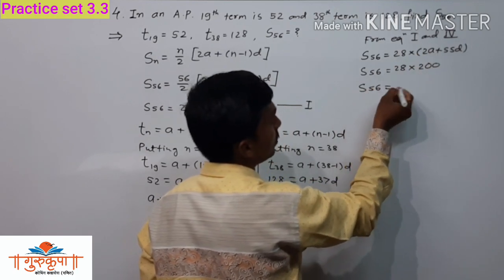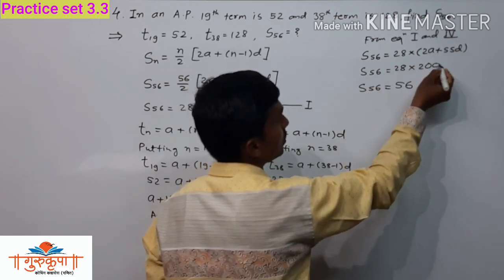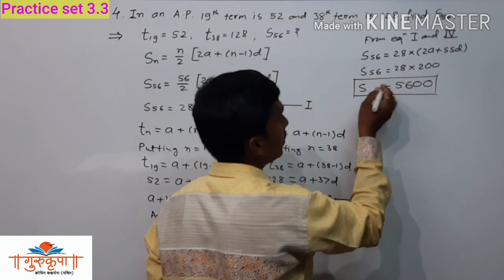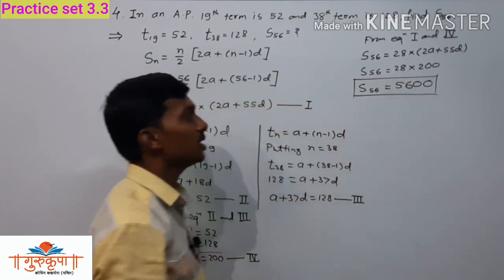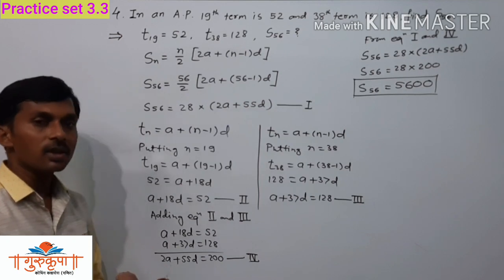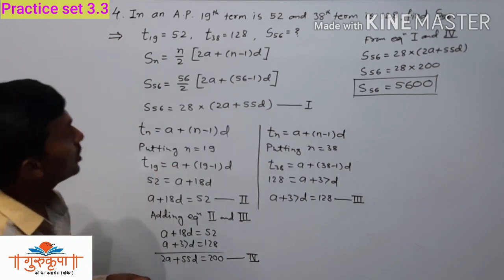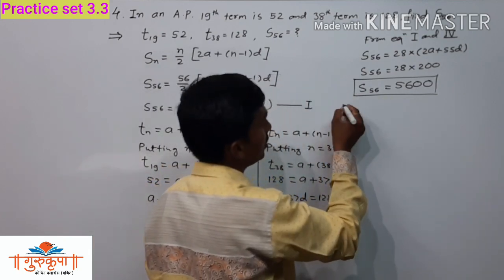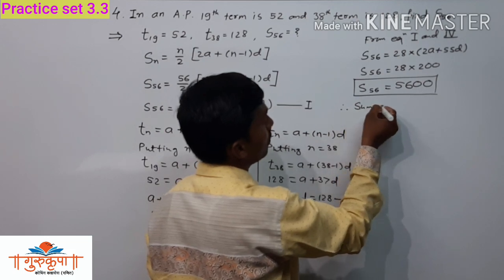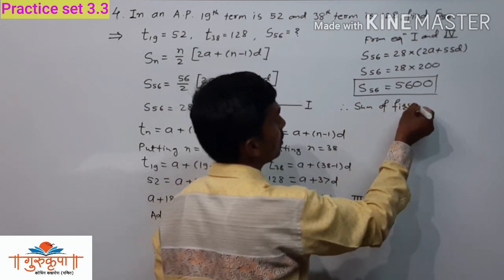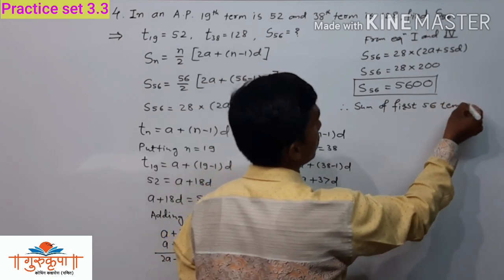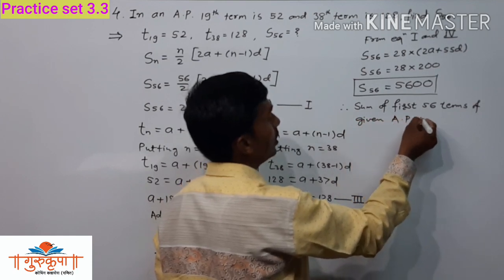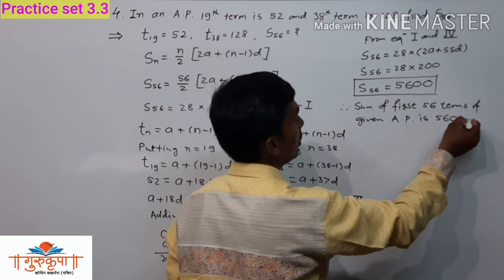Now S56 is equal to 28 2s are 56 and these two zeros as it is. So this is the sum of first 56 terms of an AP, that is S56 is equal to 5600. So we can write the answer in words: sum of the 56 terms of the AP is 5600. Therefore sum of first 56 terms of given AP is 5600.